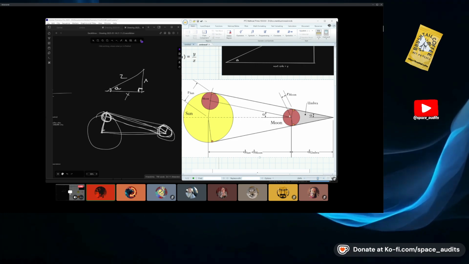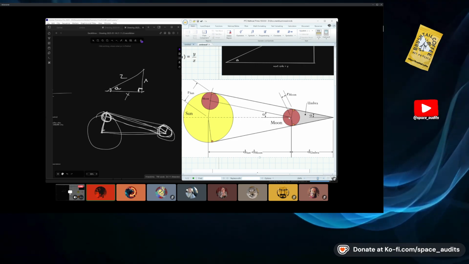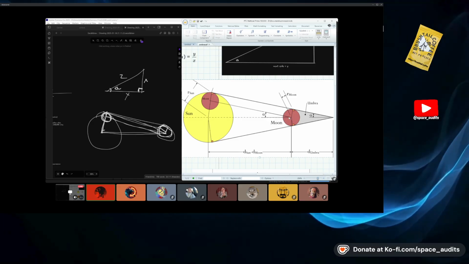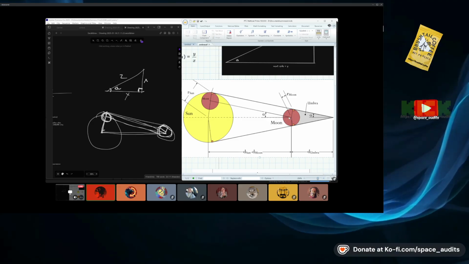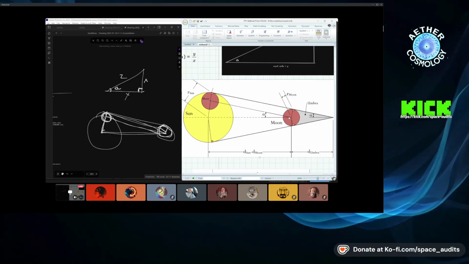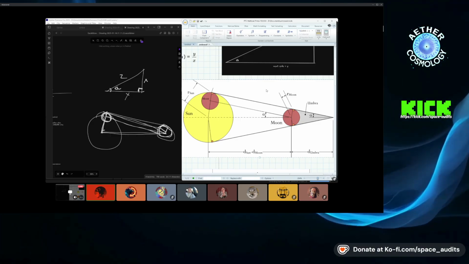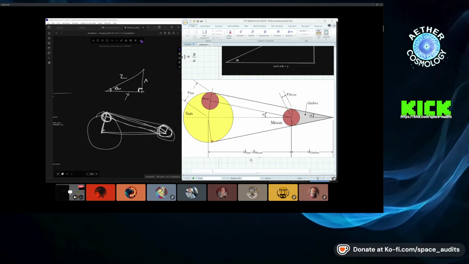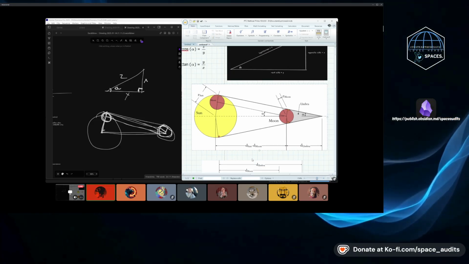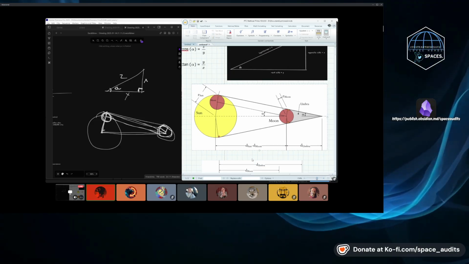So this side, the sun to the moon, is the distance between the sun and the moon, right? If we know the distance from us to the sun and we know the distance from us to the moon, we can calculate how long it is from the sun to the moon. We just make a subtraction.